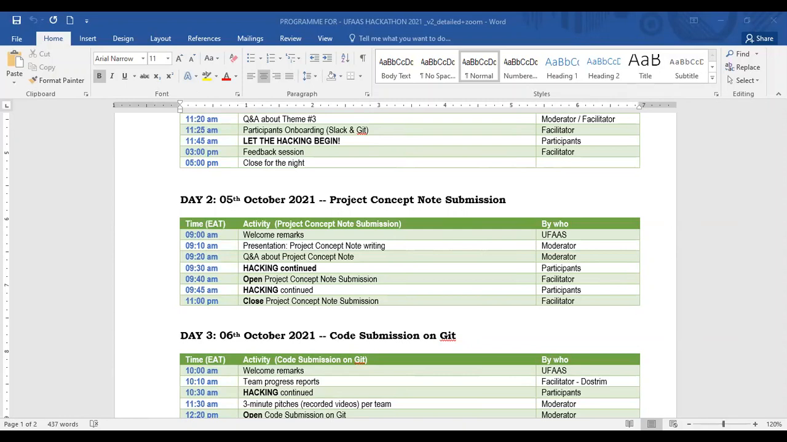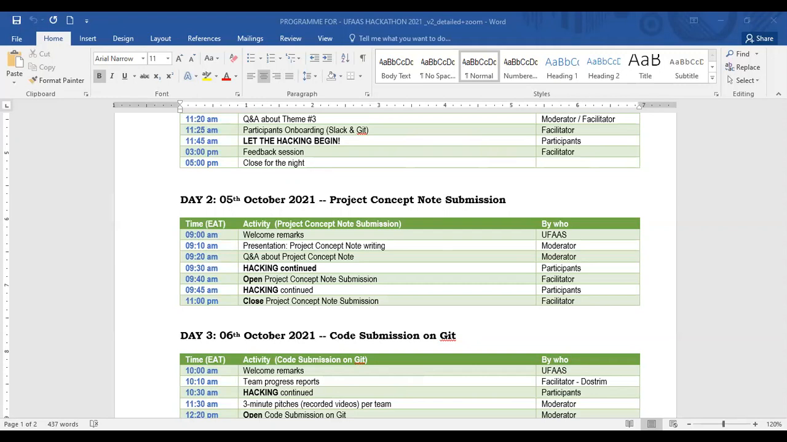All right. If you're not familiar with Slack, please contact either me or George for any assistance. We would like to dedicate this day mainly to the concept note and more to the hacking, because we have until tomorrow to have at least something tangible to present.